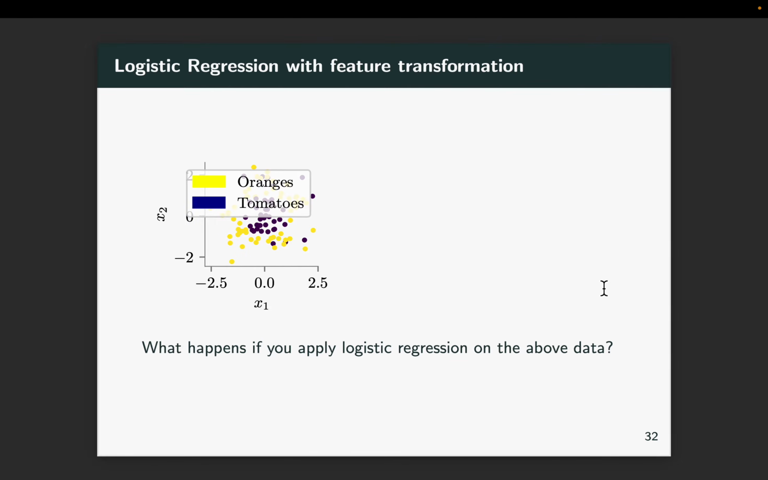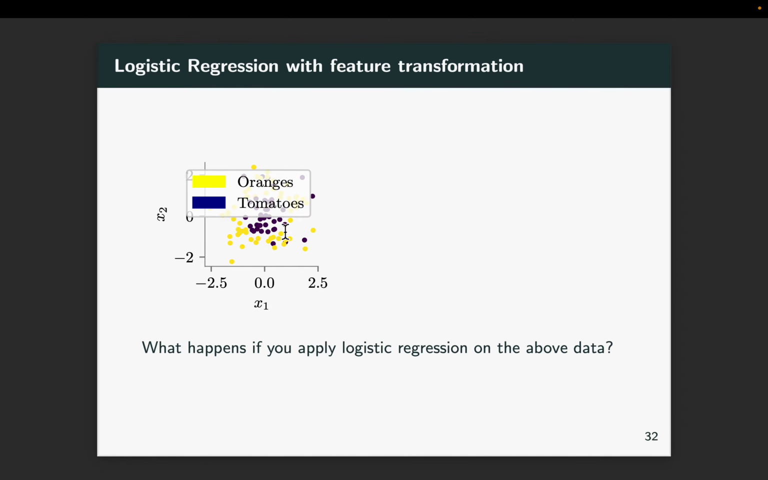Okay, so we'll now be looking at 2-3 different variants of logistic regression, some of which we have already seen with linear regression. The first is when we have to use feature transformation to get better or non-linear decision boundaries, non-linear in the input space. So if we had applied logistic regression on the above data, what do you expect to see?